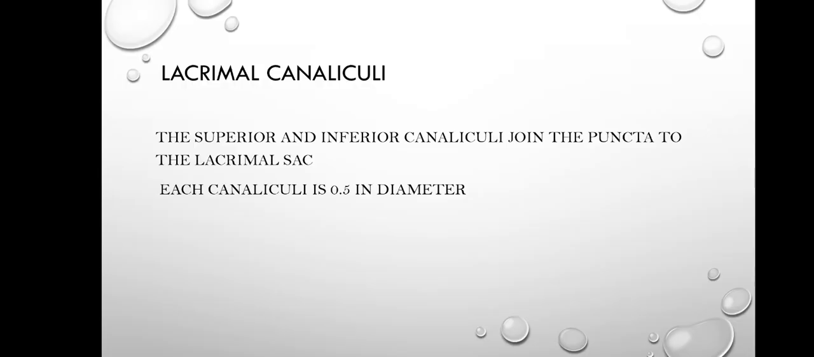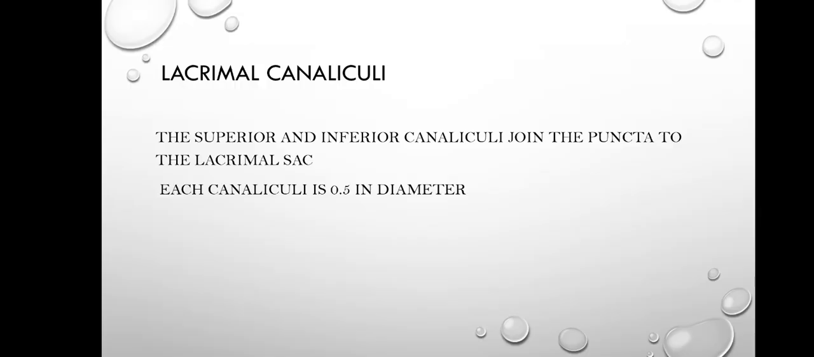Next one is the lacrimal sac. It is located in the lacrimal fossa, in the anterior part of the medial orbital wall. The lacrimal fossa is formed by the lacrimal bone and the frontal process of the maxilla. It is bounded by the anterior and posterior lacrimal crests.